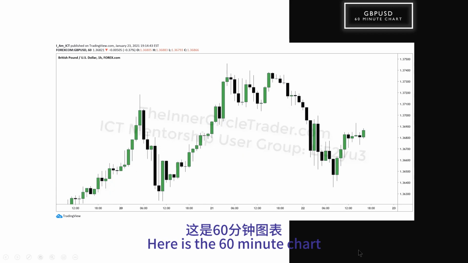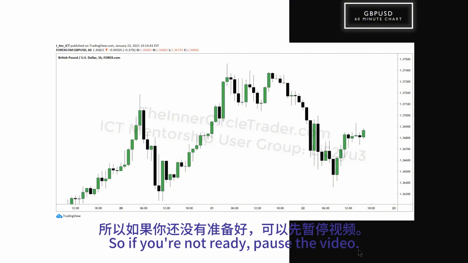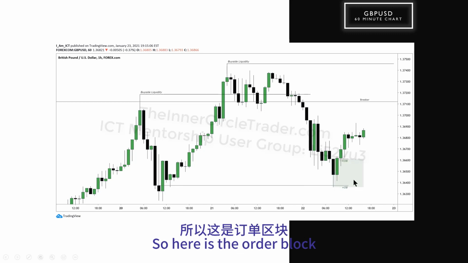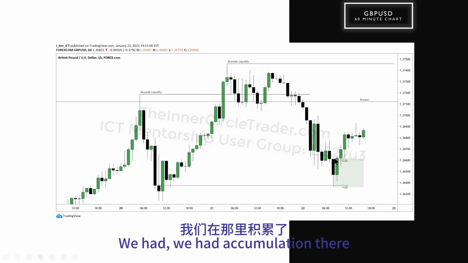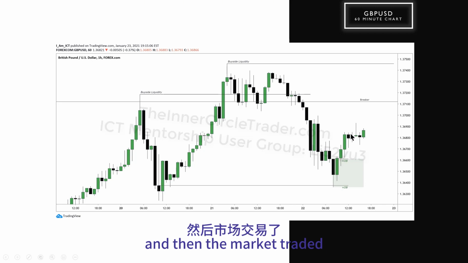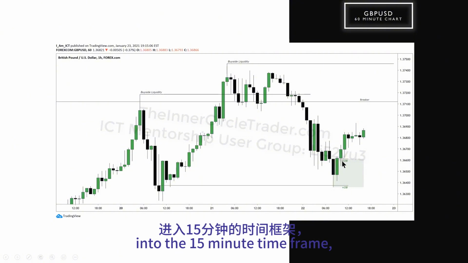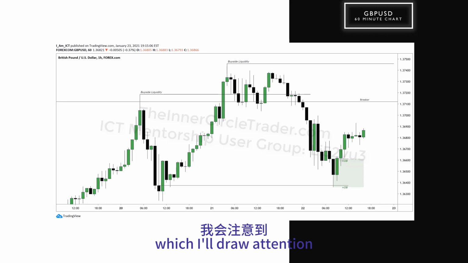All right, here is the 60-minute chart on cable, and it's blank for a moment. So if you're not ready, pause the video. All right, so here is the order block, and it traded down into the last down close candle here. We had accumulation there, and then the market traded off of this order block, and you'll see when we get into the 15-minute time frame, it had a projection block in there, which I'll draw attention to once we get to it.